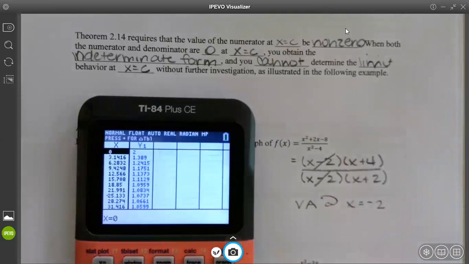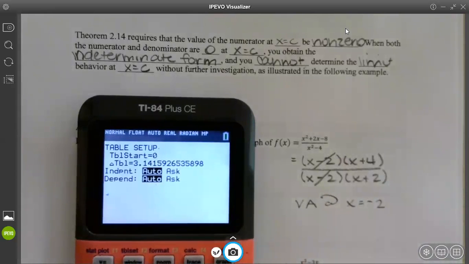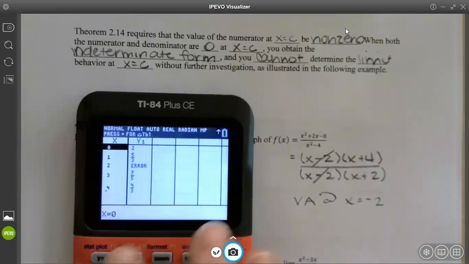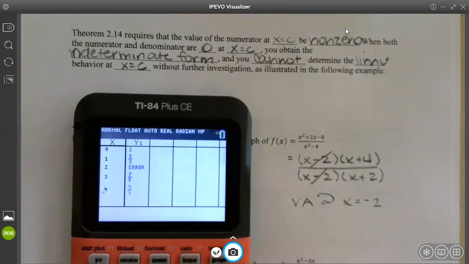When we look in our table, zero, 1. What happened at 2? Sorry. Second table. There it is. So it's still there. So it's still going to kill your domain, but it's not a vertical asymptote. So you removed that vertical asymptote is basically what you're doing.